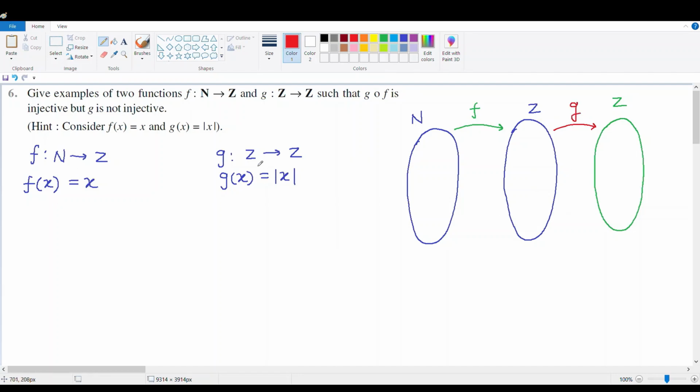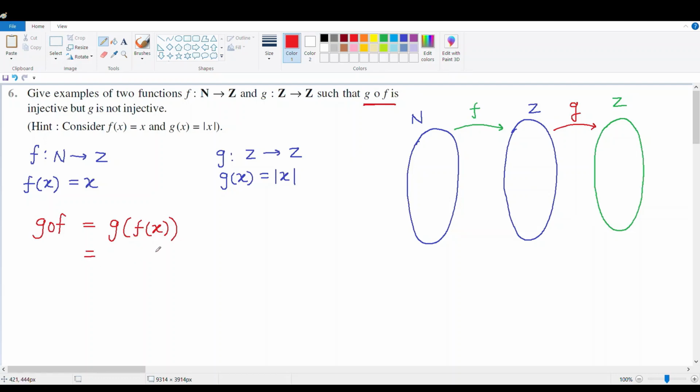Now if f is this, g is this, then g of f. G of f means what? We are given a composition of functions which we have to find. So g of f is going to be what? G of f of x, right? This is the same thing. G of f means g of f of x.